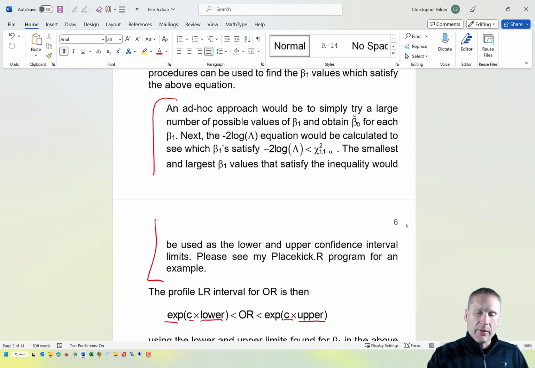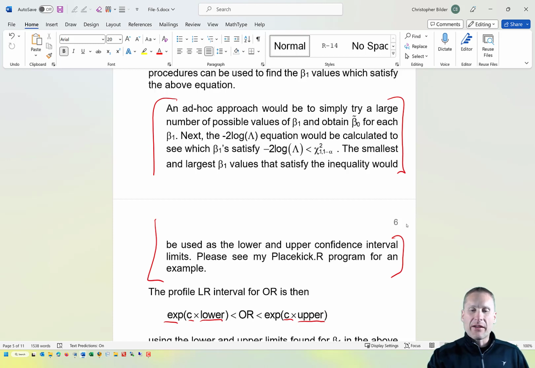Now, if you'd like a little more explanation regarding this profile likelihood ratio interval, what I've done in my program is show you an ad hoc approach that one could use to find this likelihood ratio interval, that's different from how we will end up doing it in the end. This ad hoc approach is simply there for educational purposes.